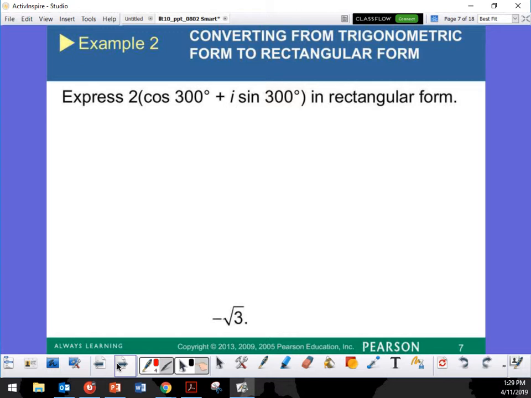My r is what? 2. What is theta? 300 degrees. Okay, so now what is cosine at 300? What is cosine at 300? 1/2. Plus i. What is sine at 300?